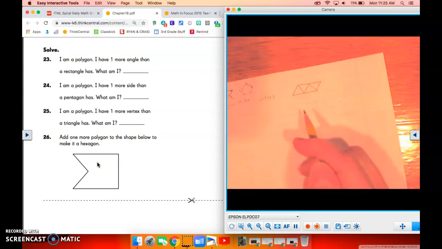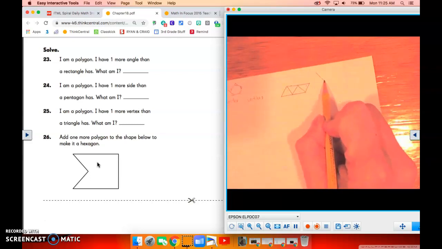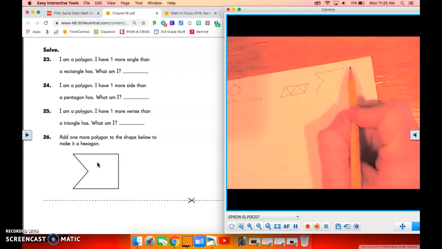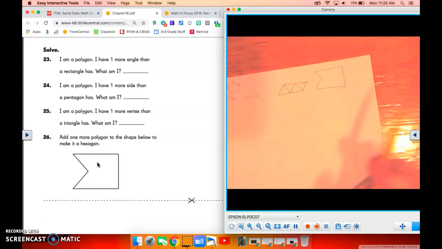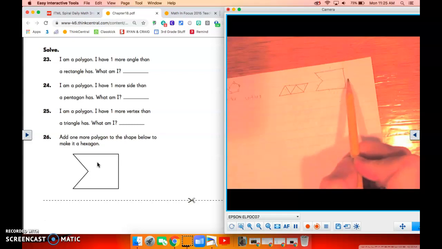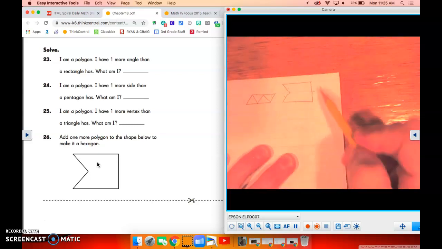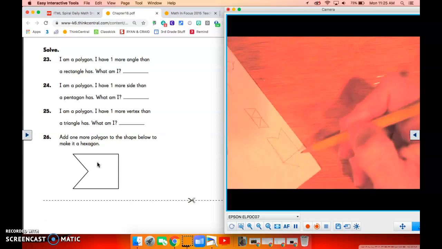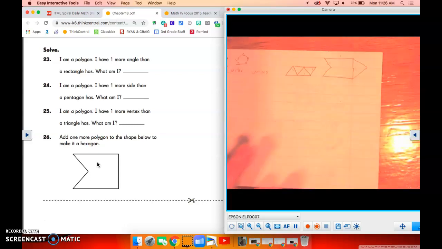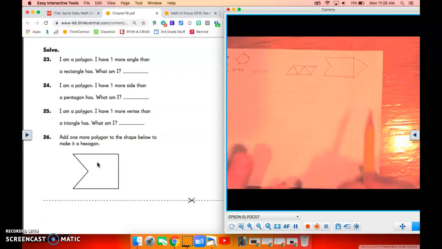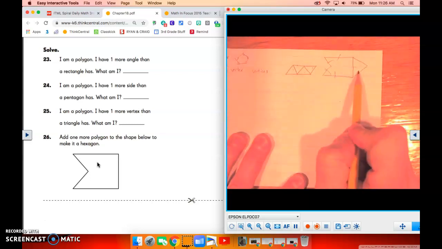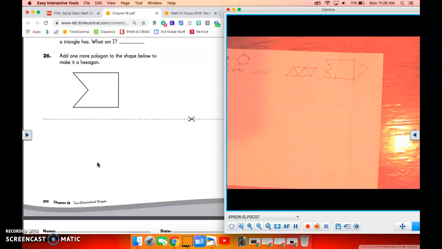So it kind of looks like this. Like one there, and it comes out like that. So right now we have 1, 2, 3, 4, 5 sides. So we would want to take one of those sides and turn it into 2, because that would make it 6 like a hexagon. So if you took, say, one of those triangle pieces, you could put it out like that, and that would make it 1, 2, 3, 4, 5, 6. That'd make it a hexagon.